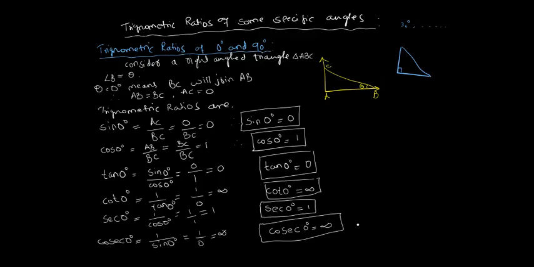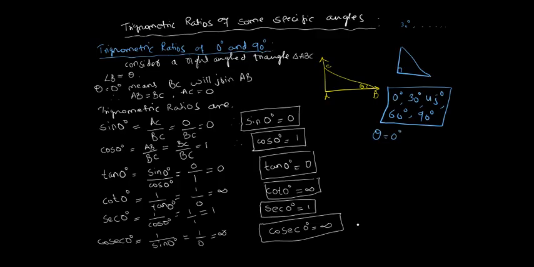Now generally we will take standard angles as 0 degree, 30 degree, 45 degree, then 60 degree, then 90 degree. So we will take these angles and we will find the trigonometric ratios for these angles. Now we will see one by one, the trigonometric ratios of 0 degree and 90 degree. So 0 degree and 90 degree means this theta will be 0 degree or theta will be 90 degree.